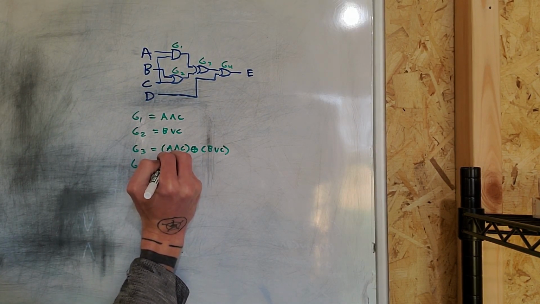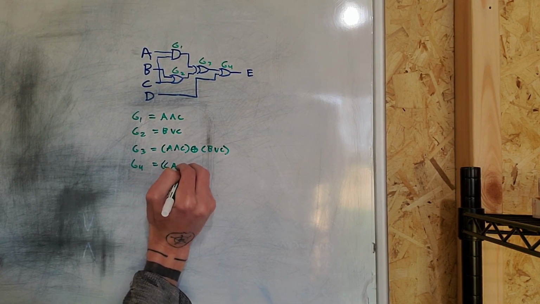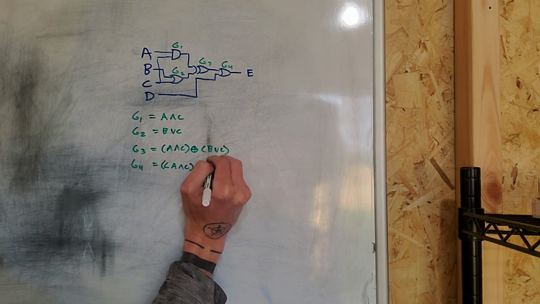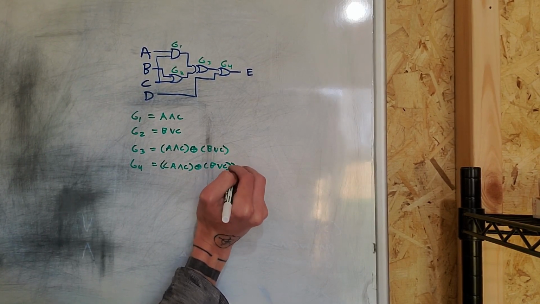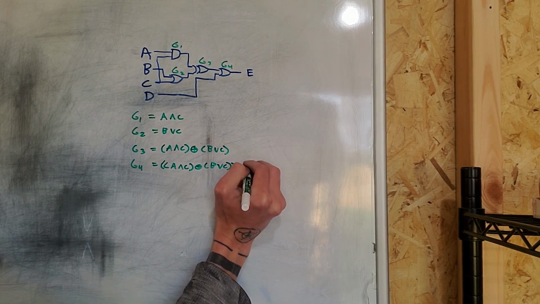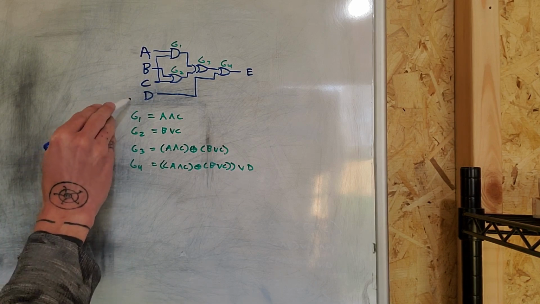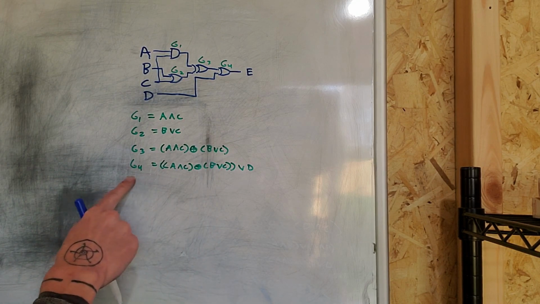So put some double parentheses, A and C, XOR B or C, or D. So now we have an actual equation that we can plug this in. So if we give values to these variables, A, B, C, and D, we can plug it in and see what E will equal. And E will equal the sum of G4.